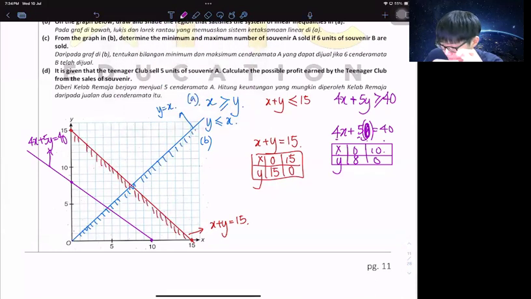Okay. The purple one, 4x. Actually, I did make sure, right? The y is positive. Just read from here. y for 4x plus 5y larger or equals to 40. Larger, shade upwards.